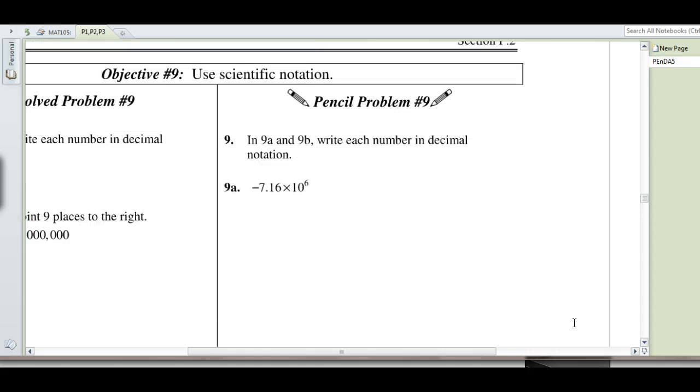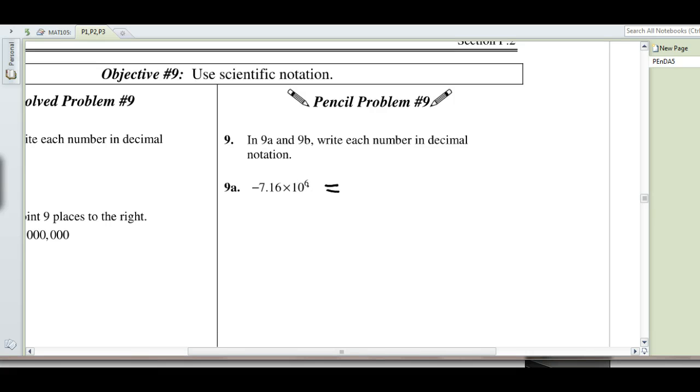Okay, so the last thing to talk about is scientific notation. And for scientific notation, I basically like to use the rule, use common sense. The exponent of the 10 is going to tell you how many places you need to move the decimal. And if you're not sure which way it should move, just use common sense to think about what kind of number it is.